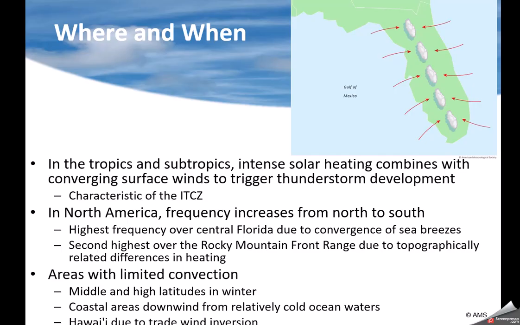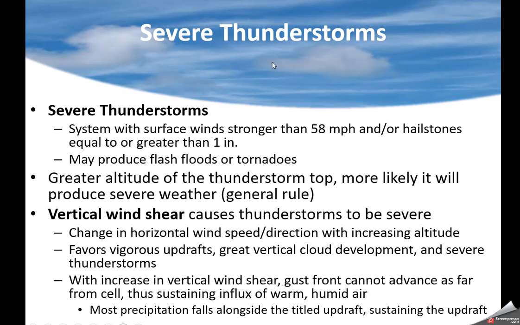I learned real quick. Severe thunderstorms: there are very specific definitions for severe. One of them is you have to have at least 58-mile-an-hour winds, and hailstones have to be greater than 1 inch. We do not consider heavy rainfall or a bunch of lightning to be severe. They may do damage, but the lightning actually is not a criteria.